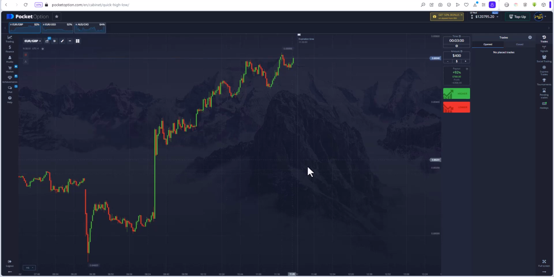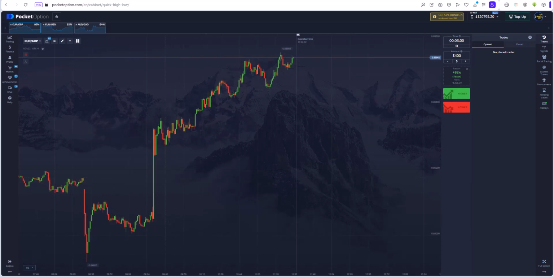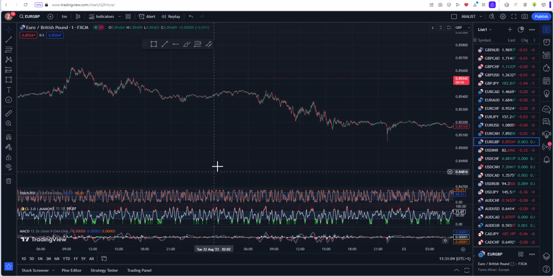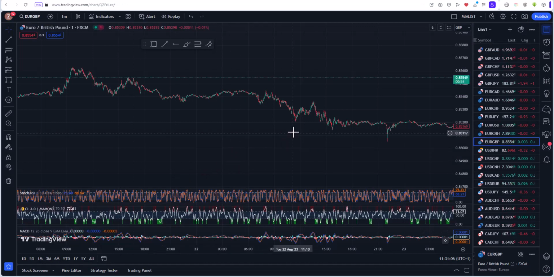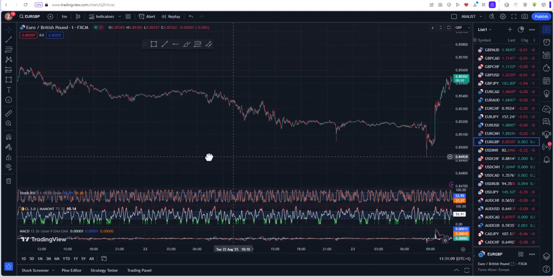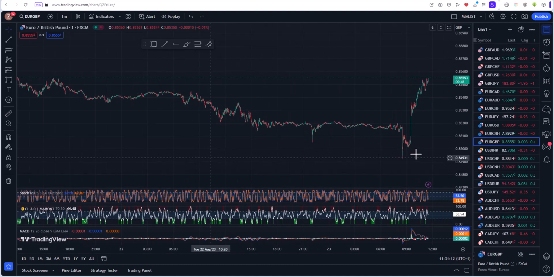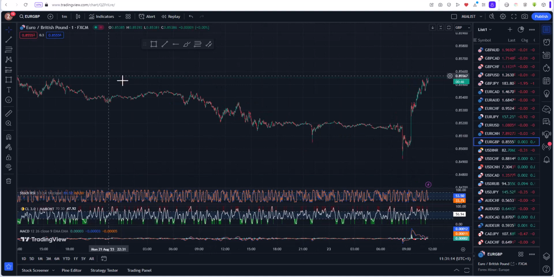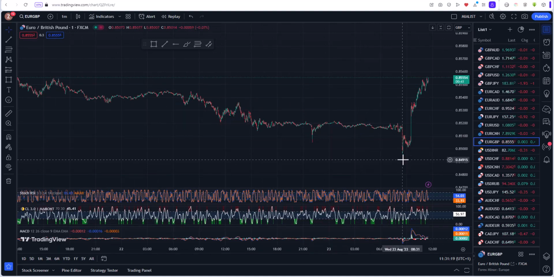The currency pair I chose is euro to pound. Let's take a look at the trading view and what do we have here? We observe a prolonged downtrend on the 1 minute time frame, followed by a sudden upward impulse movement.